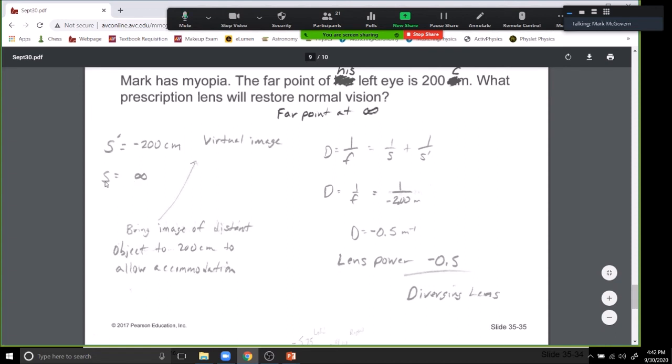Okay, so that means the object we want to see is at infinity, but we need to make the image at our far point. So it's going to be at negative 200 centimeters. So we're bringing the image to 200 centimeters so that the eye can work. We put that through here. 1 over S is just 0. And so we flip this, we get negative 0.5 inverse meters. So the lens power is negative 0.5.